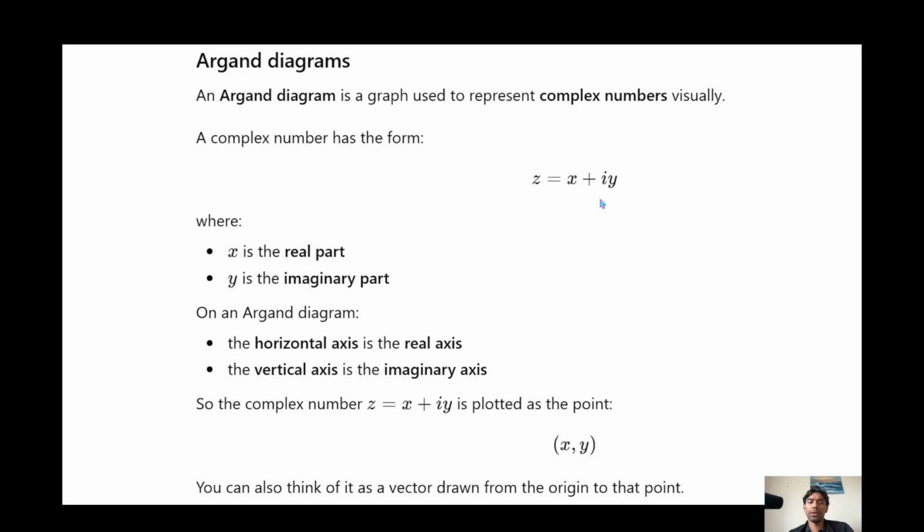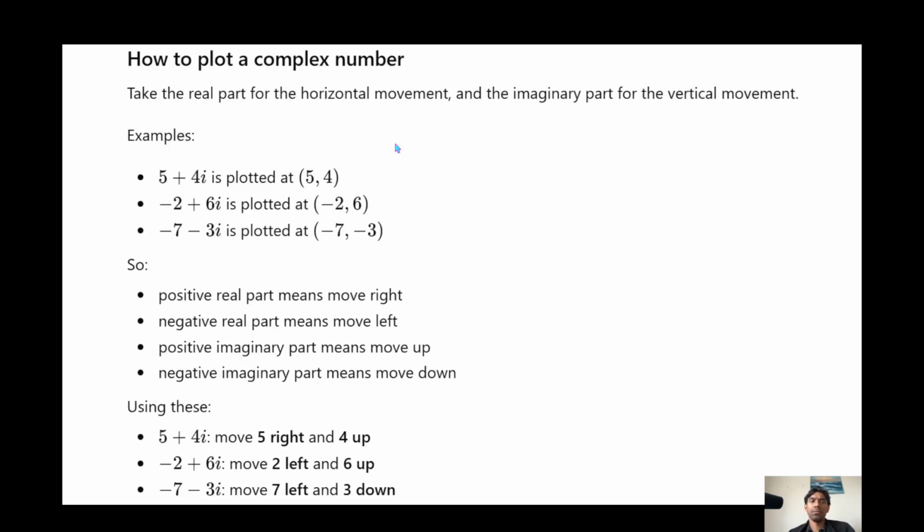On an Argand diagram, the horizontal axis is the real axis and the vertical axis is the imaginary axis. So the complex number z equals x plus iy is plotted as the point (x, y). You can also think of it as a vector drawn from the origin to that point. How to plot a complex number. First of all, we take the real part for the horizontal movement and the imaginary part for the vertical movement.